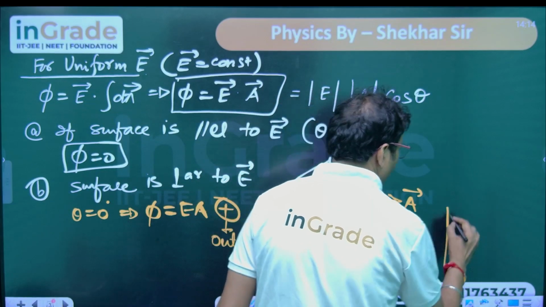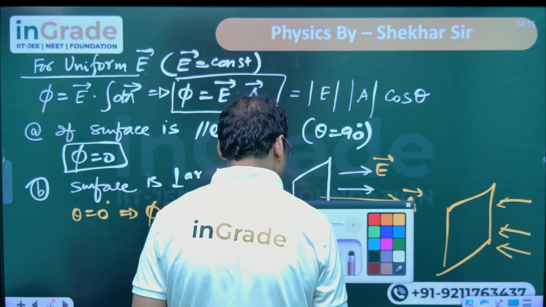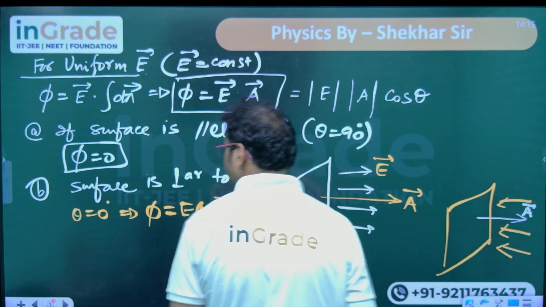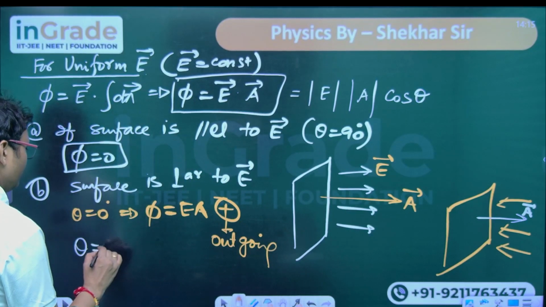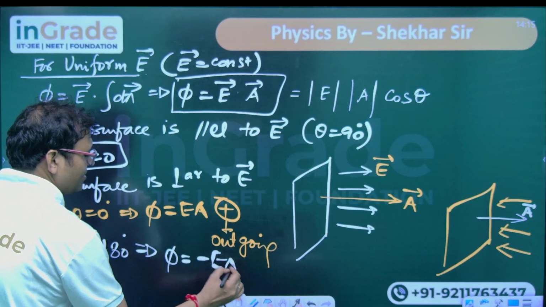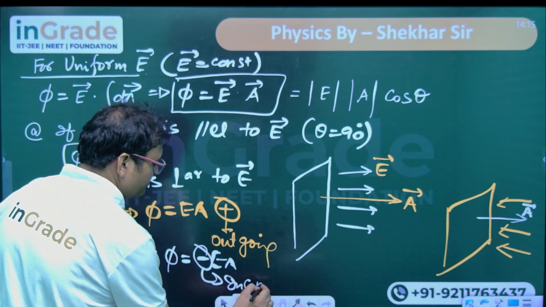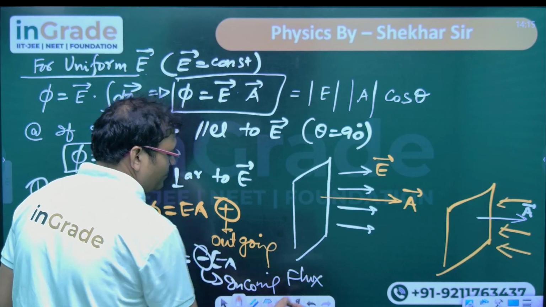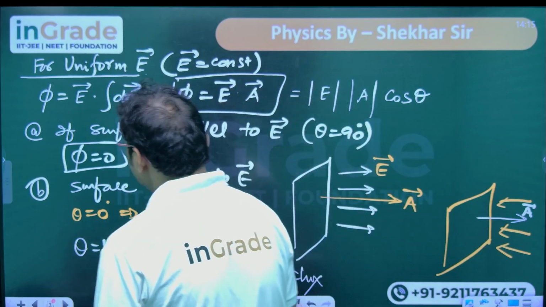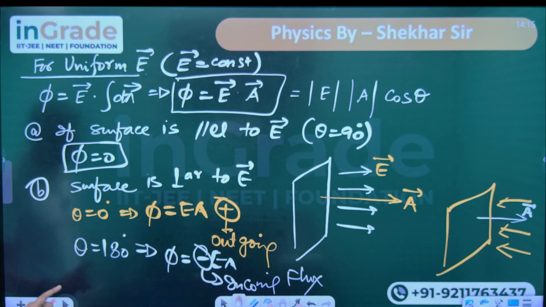And if the situation is like this, the electric field is like this, and the area vector will be normal and outward. So here theta is equal to 180 degrees. Then phi will be equal to minus EA. It is incoming flux. Incoming flux will be taken as negative. So we can solve a number of problems using this relation.